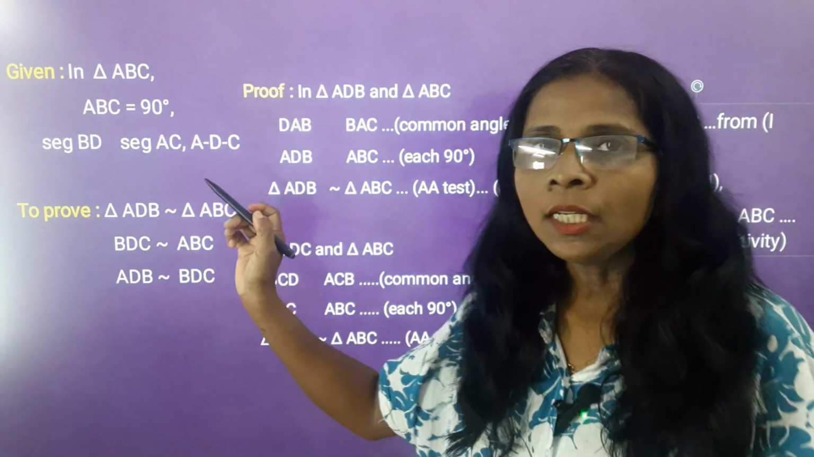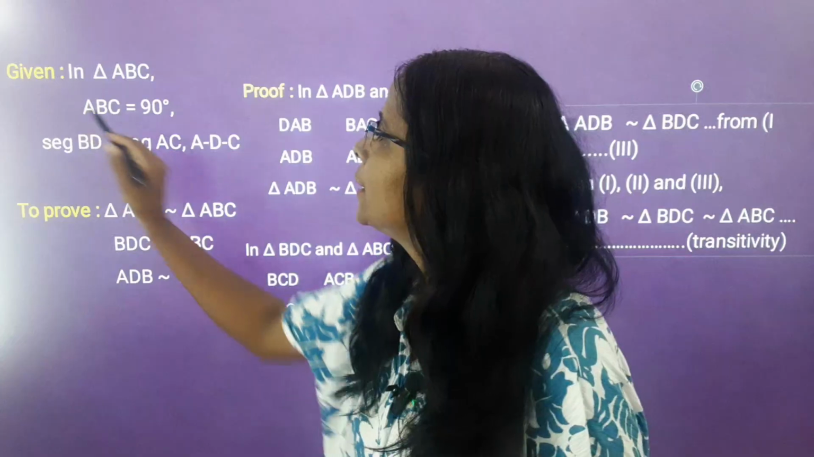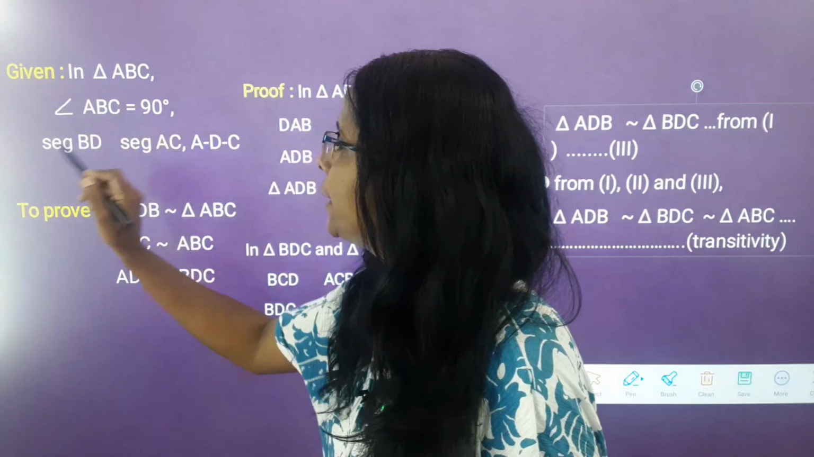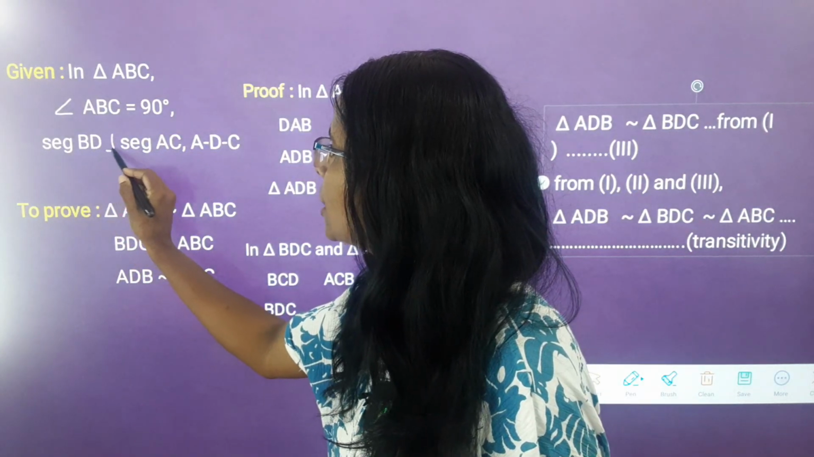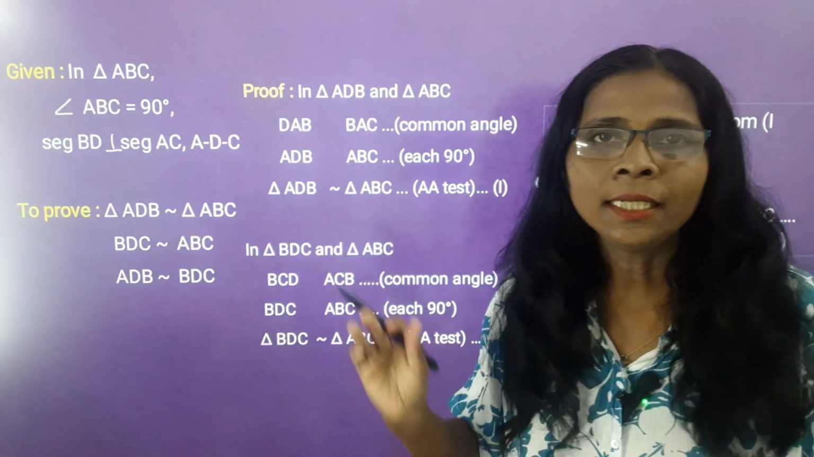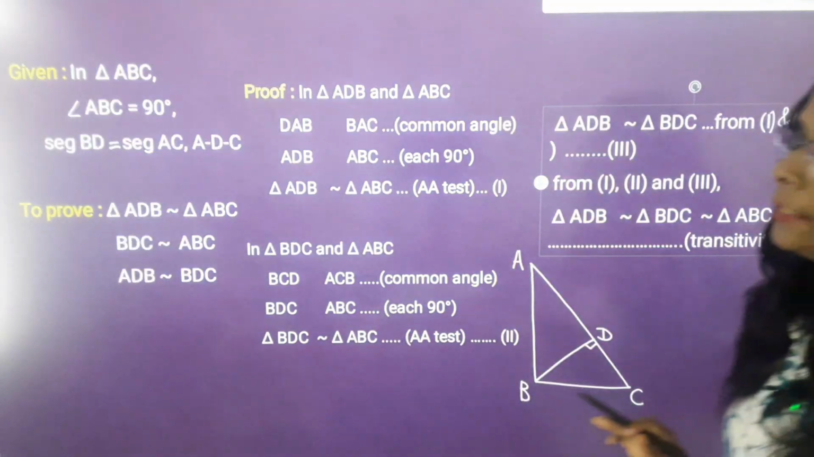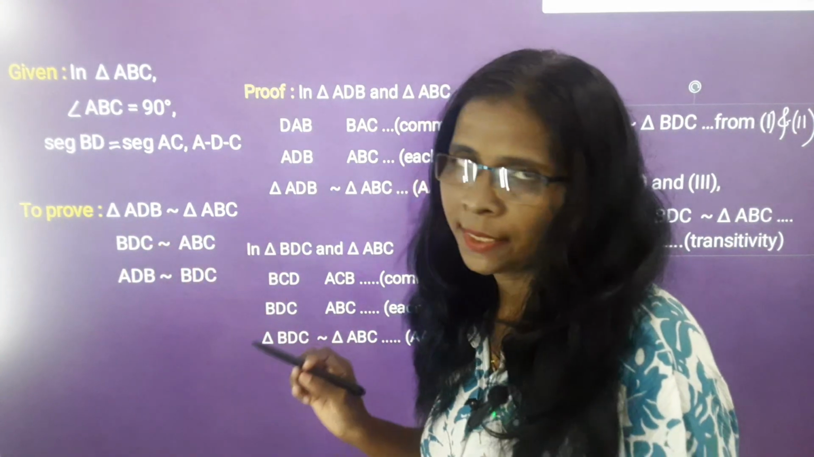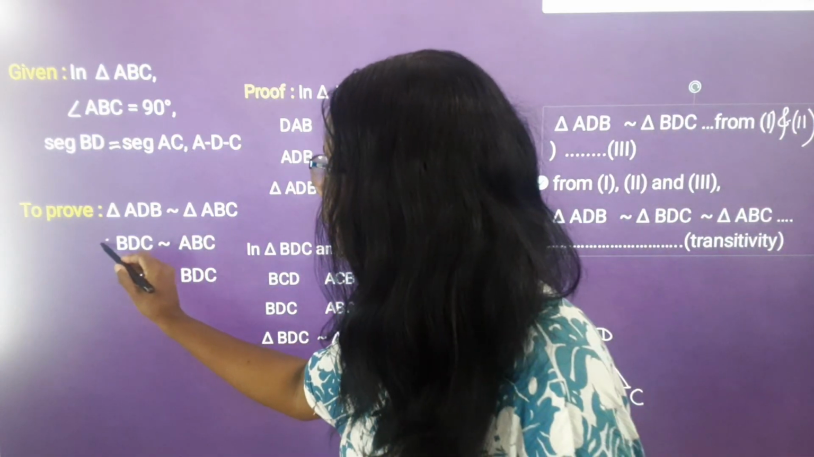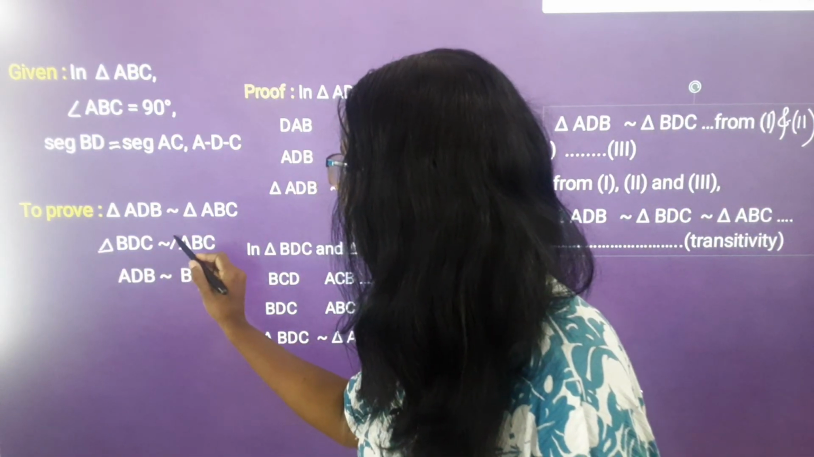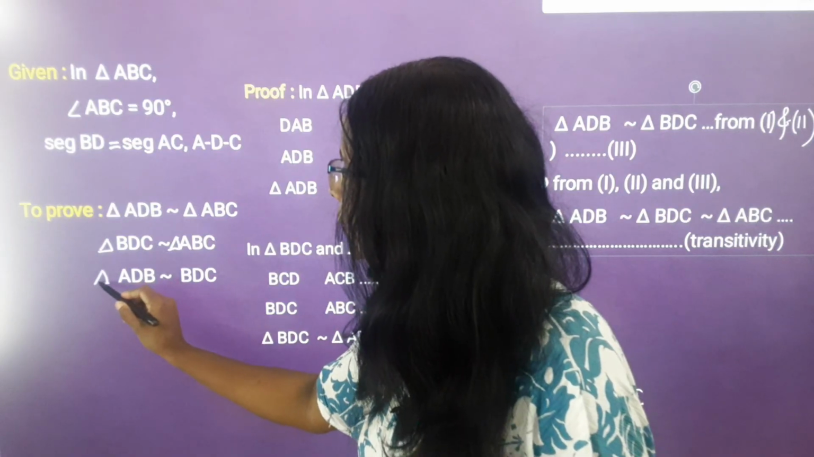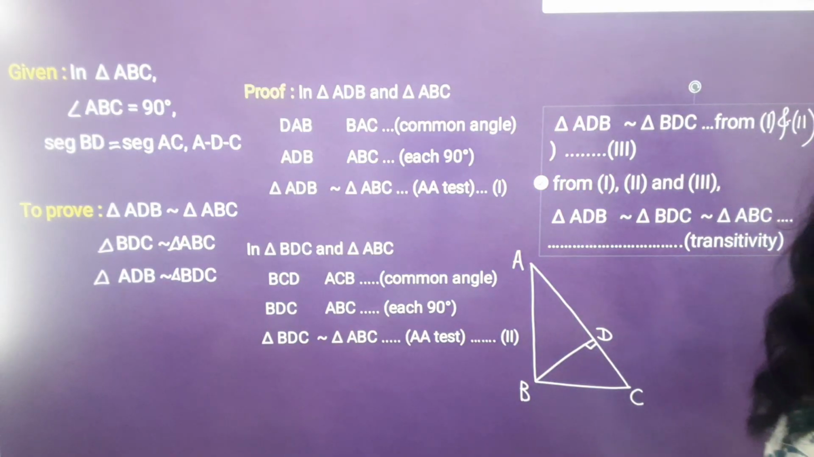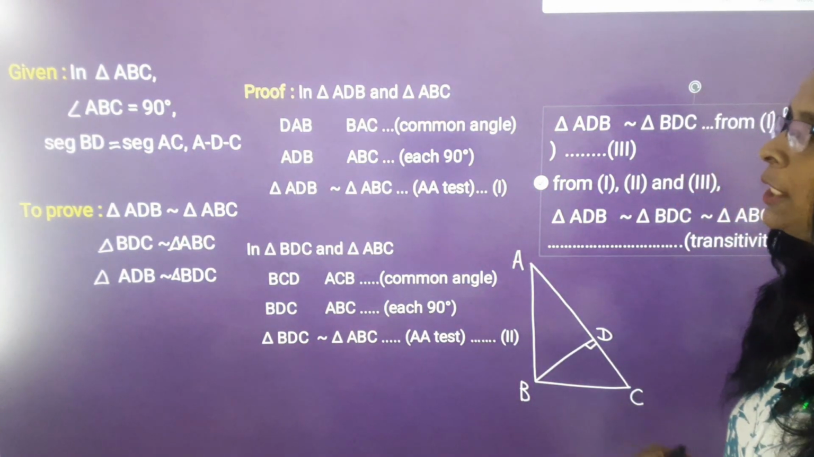So given is, in triangle ABC, angle ABC is equal to 90 degrees, students. Segment BD perpendicular to segment AC, and A, D, C are collinear. Now to prove: triangle ADB similar to triangle ABC, second, triangle BDC similar to triangle ABC, and third, triangle ADB similar to triangle BDC. Okay students, now let us see the proof. How can we prove this theorem?